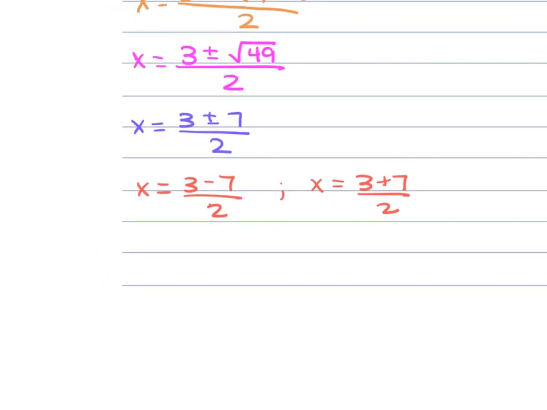So we're going to subtract here, so 3 minus 7 is negative 4 over 2. We're going to add for the other. 3 plus 7 is 10 over 2. So x is equal to negative 2 and 5. 10 divided by 2 is 5.